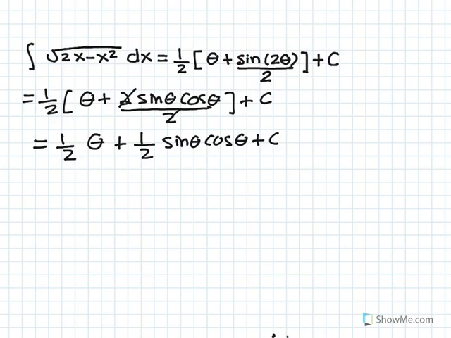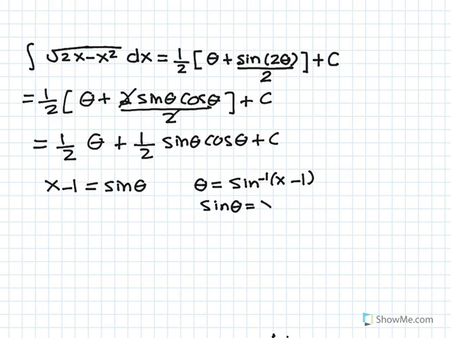Now we can't just stop there because we have to get the answer in terms of x. So let's do that. The trig substitution that we applied was x minus 1 is equal to sine theta. Take the inverse sine of both sides, and we get theta is equal to arcsine of x minus 1. Sine theta is equal to x minus 1 divided by 1. That's equal to opposite over hypotenuse.